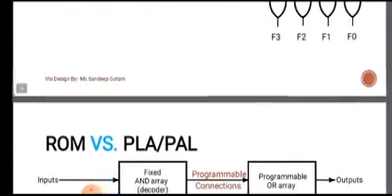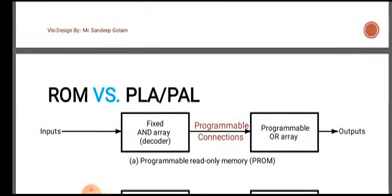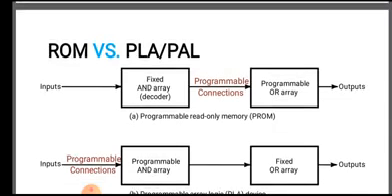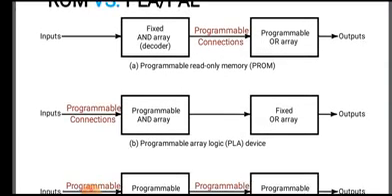Okay, so when we compare ROM versus PLA and PAL, in PROM the input combination is passed through the fixed AND array, which is denoted by the decoder, and the programmable connections have to be given for the programmable OR array, and it will produce an output as I demonstrated in the example I discussed.